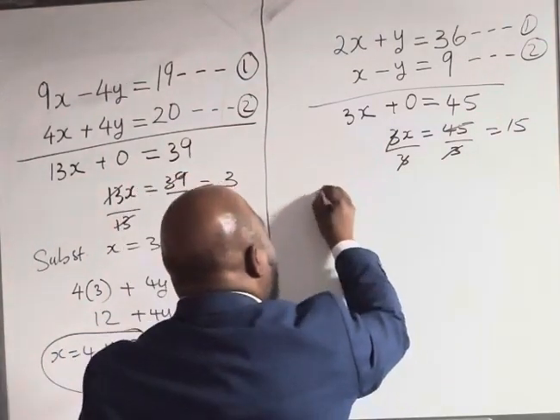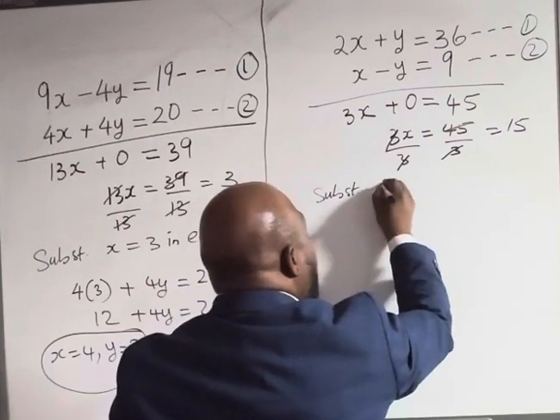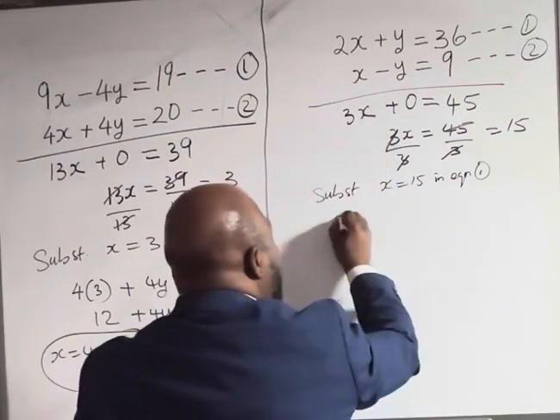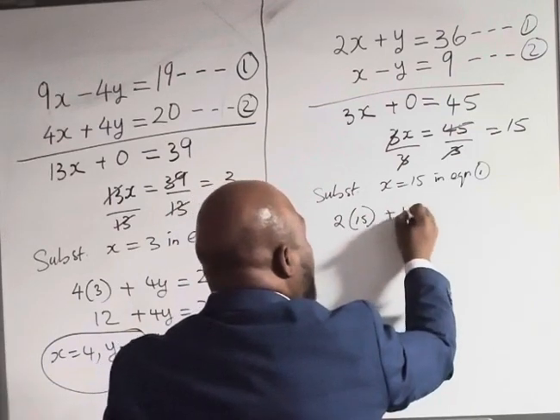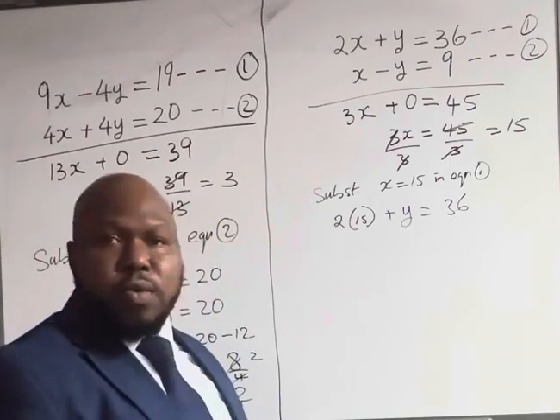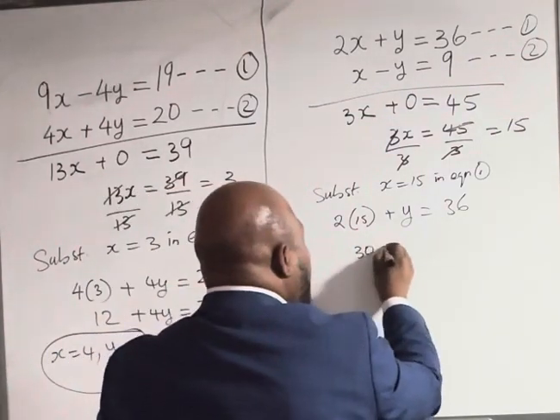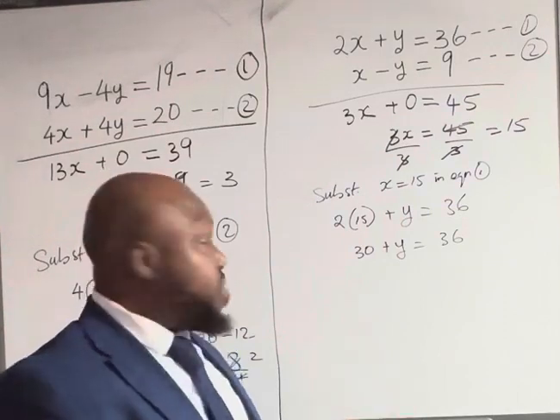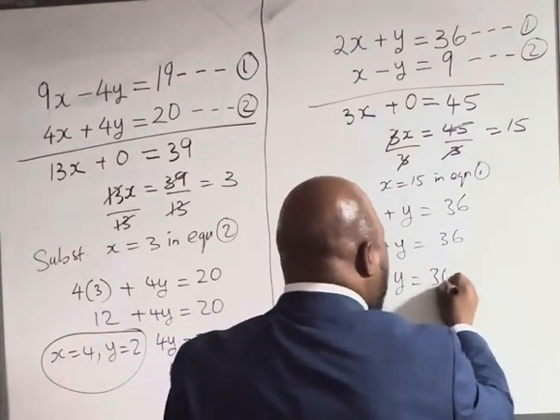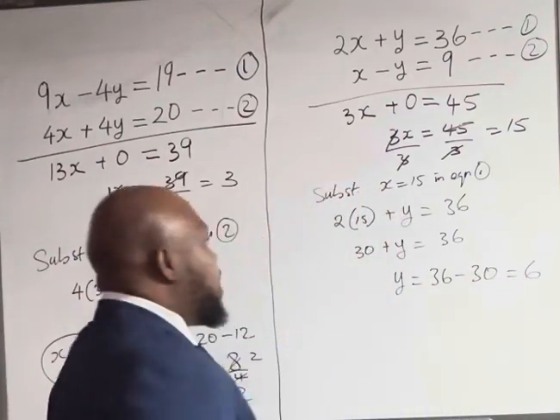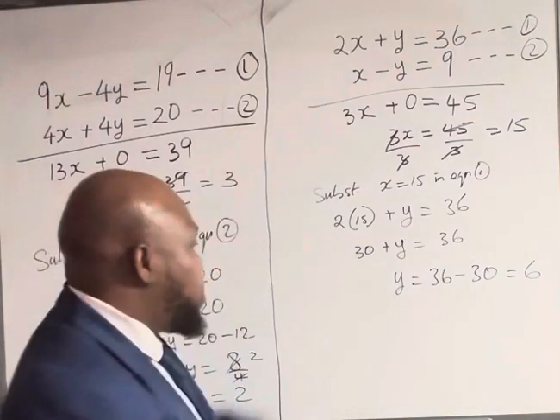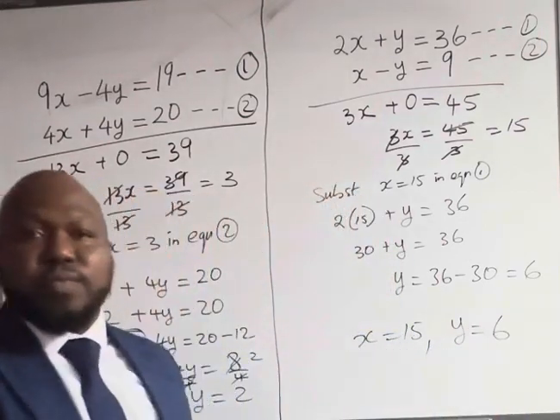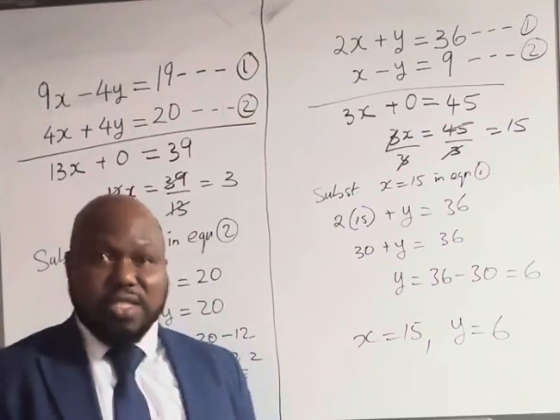Substitute x equals 15 in equation 1. We will have 2 into 15 plus y is equal to 36. So that will give us 30 plus y is equal to 36. Now how do we get y? We subtract 30 from both sides. So y is equal to 36 minus 30, which is equal to 6. So the solution to this equation is x is equal to 15, y is equal to 6. Just as simple as that.